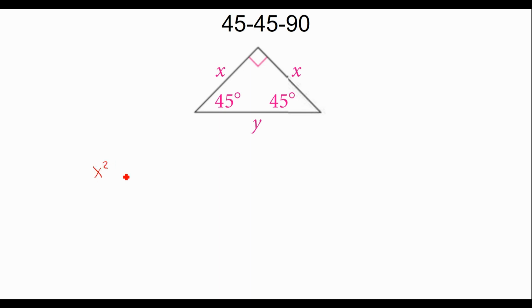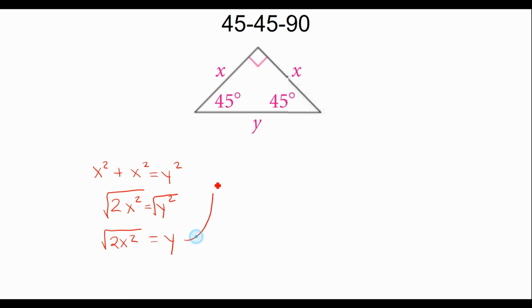So we could say x squared plus x squared equals y squared. Now we can combine the x squares as like terms. So it's 2x squared equals y squared. And then if we want to solve for y, so we can make everything in terms of x, I can take the square root of both sides. And this becomes y equals the square root of 2x squared.